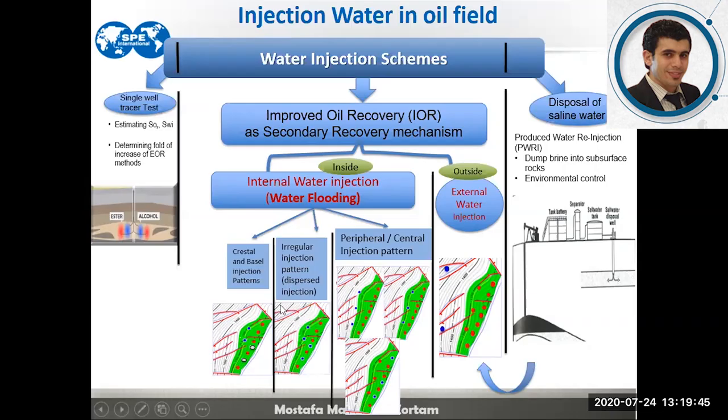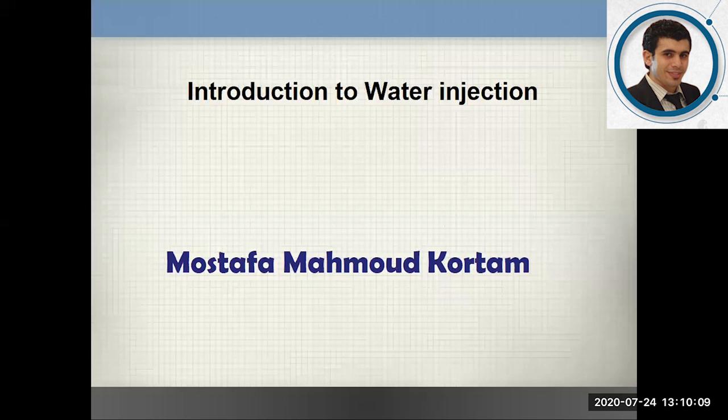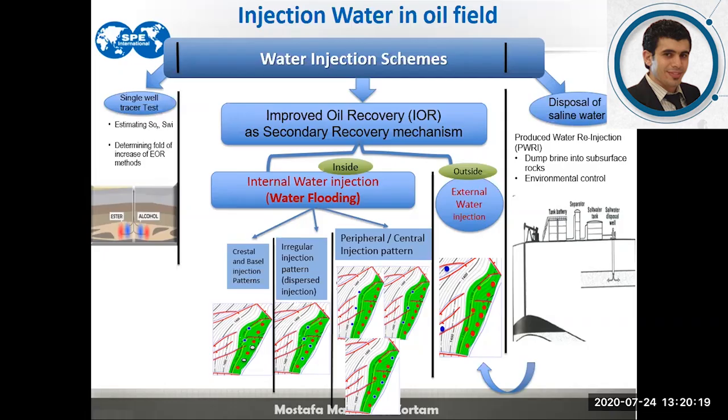A third pattern or third class of water injection is the irregular injection pattern. Some people would nominate it as a dispersed injection, where there is no systematic pattern of placing the injection wells, either on the bottom, in the top side, or in the middle between the producer wells. So there is no tracing of how frequent they are, and the distance between the injector and producer pairs is not defined and not clear.